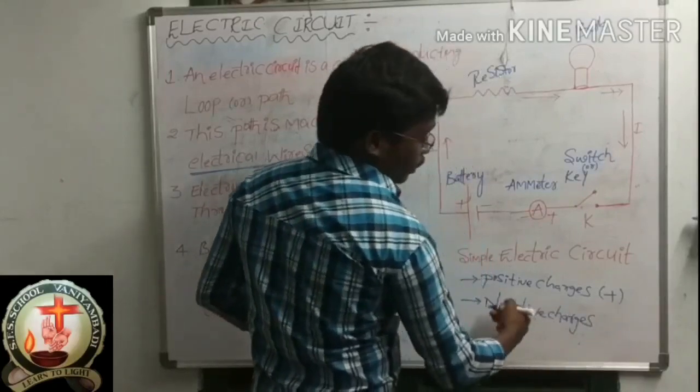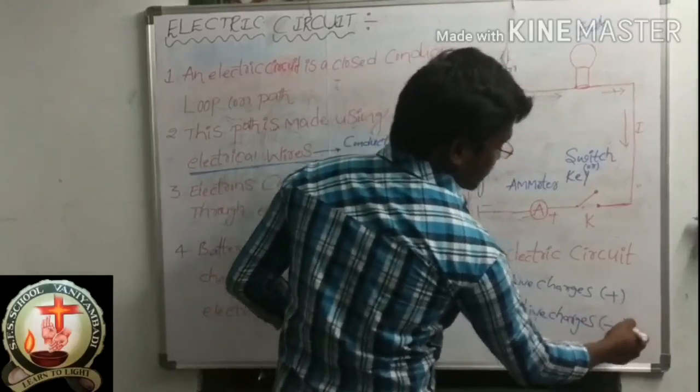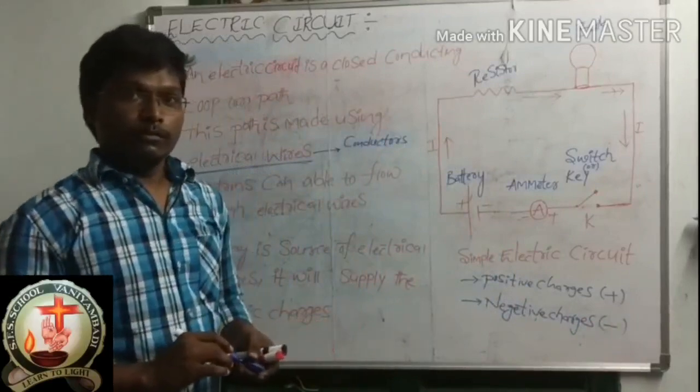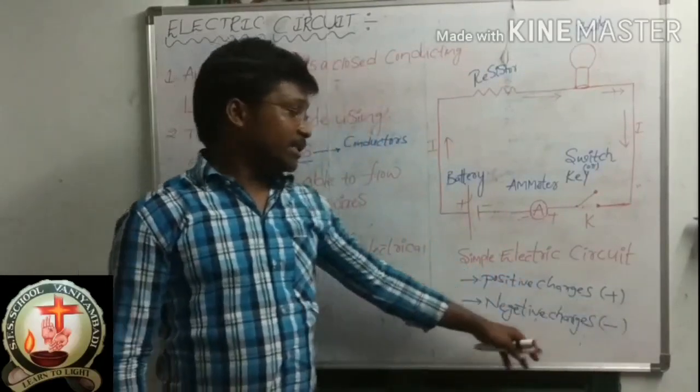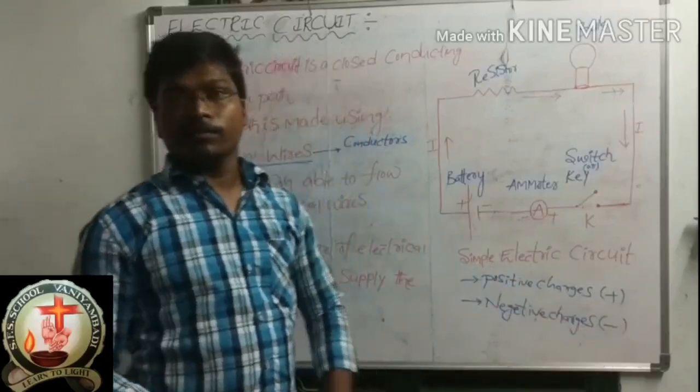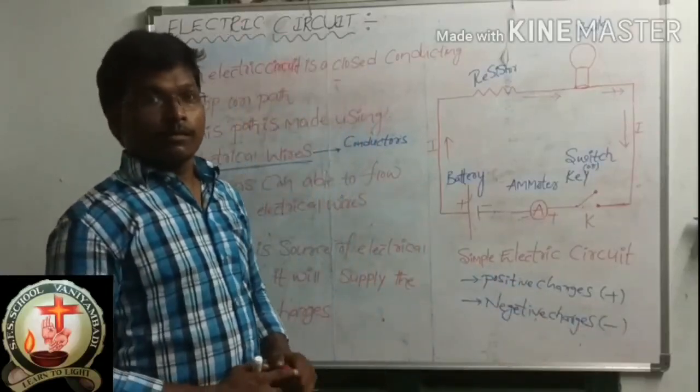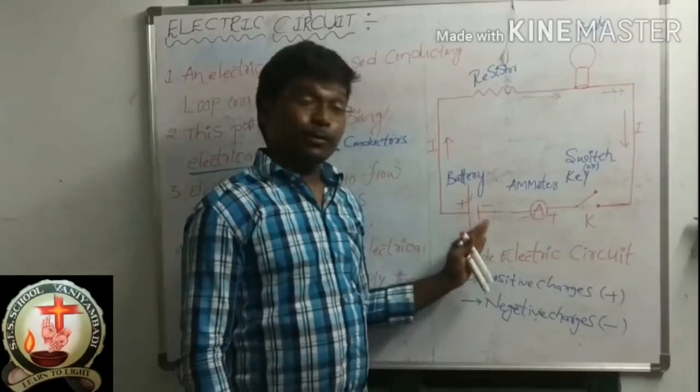So the symbol of the negative we can denote as a minus. Positive charges we can indicate as a plus symbol. Negative charges we can indicate as a minus symbol. Okay, so this is about the explanation of the battery.